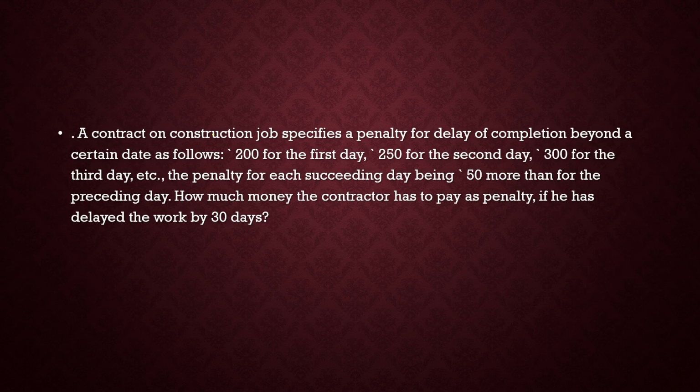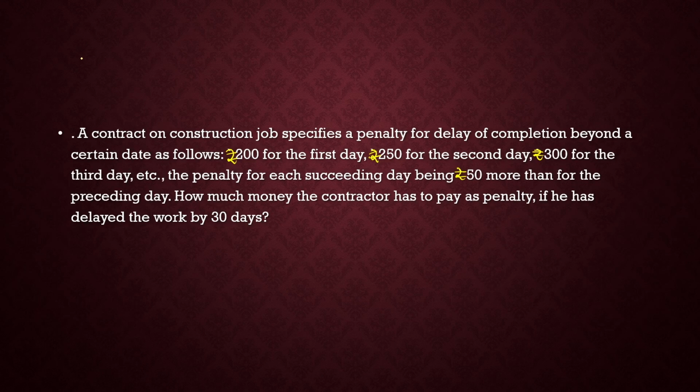Now see here, a contract on construction job specifies a penalty for delay of completion beyond a certain date as follows. Rupees 200 for the first day, rupees 250 for the second day, rupees 300 for the third day, and the penalty for each succeeding day being rupees 50 more than for the preceding day. How much money the contractor has to pay as penalty if he has delayed the work by 30 days. So easily you will be able to find the AP from the question and also the common difference.